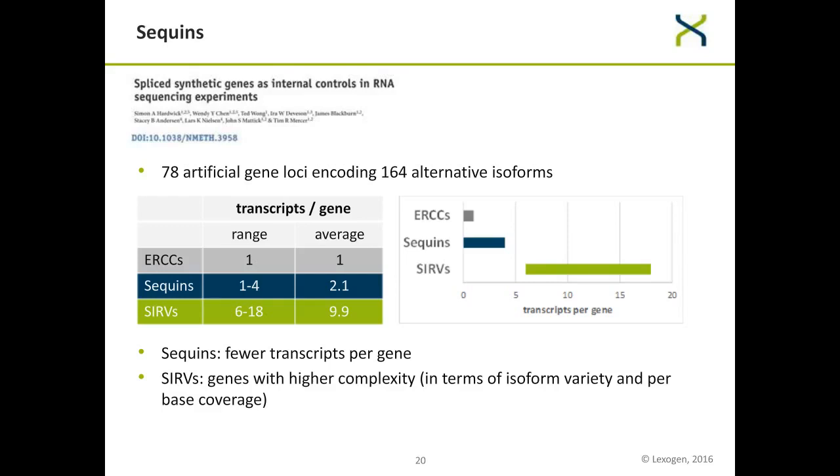However, the transcript number per gene is not the only definition of complexity. It is also important how many overlaps and similarities of the isoforms you have. And as I mentioned before, we've put a strong emphasis on making this as complex as possible to test the boundary conditions. And complexity in a nutshell also means to us that we want to reduce the number of control genes.